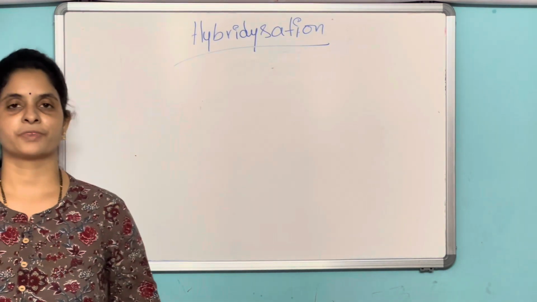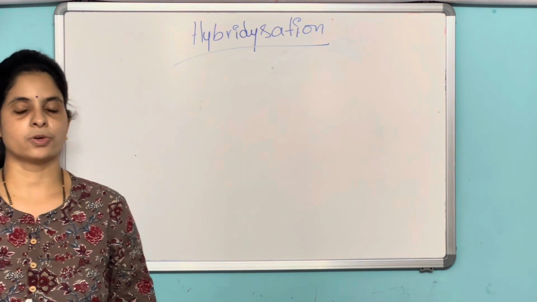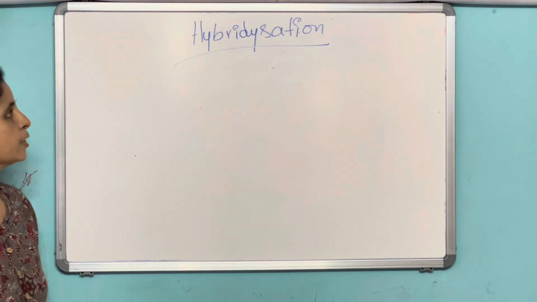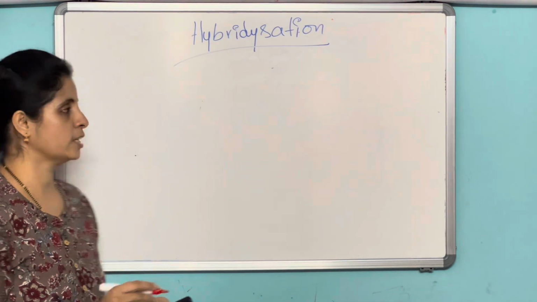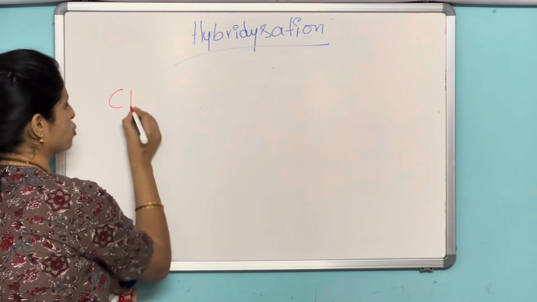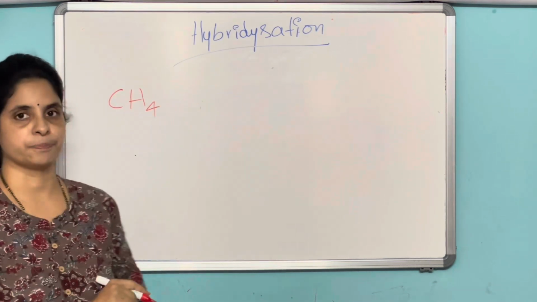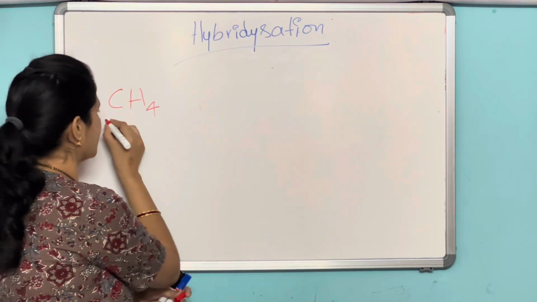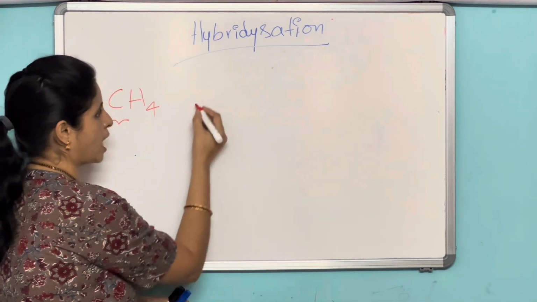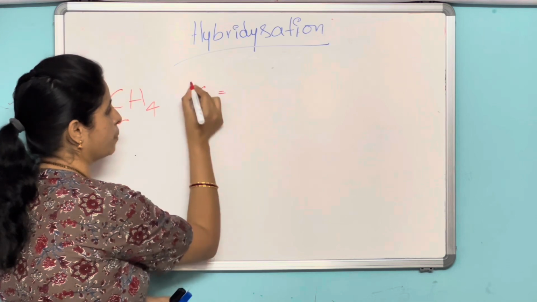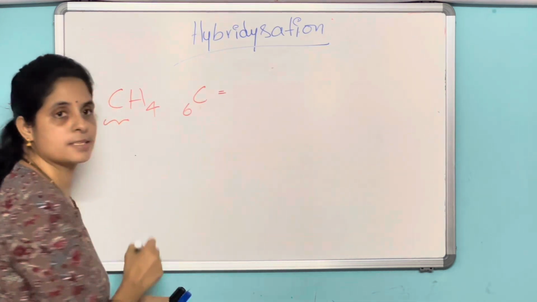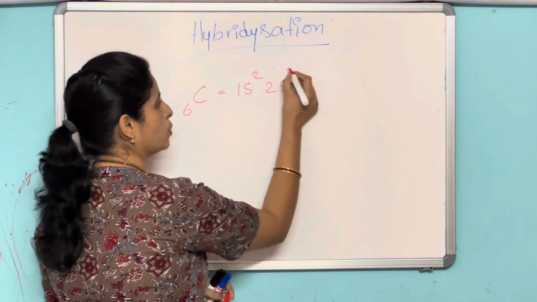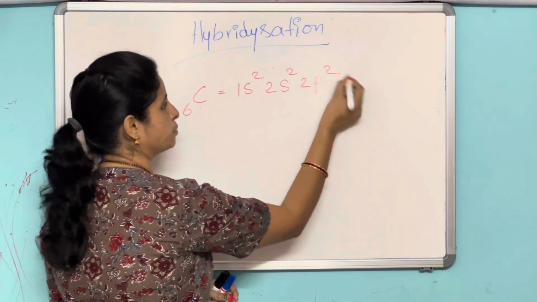Hi students, today in this video we are going to discuss the concept of hybridization. Before going into hybridization, let us take the CH4 molecule as an example. How is this CH4 molecule formed? Now just write down the electronic configuration of carbon first. Carbon has atomic number 6 and the electronic configuration is 1s2, 2s2, 2p2.